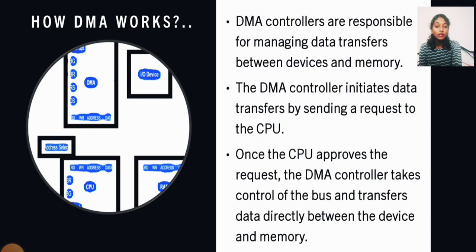So, how does DMA work? DMA controllers are responsible for managing data transfers between devices and memory. The DMA controller initiates data transfer by sending a request to the CPU. Once the CPU approves the request, the DMA controller takes control of the bus and transfers the data directly between the device and the memory.